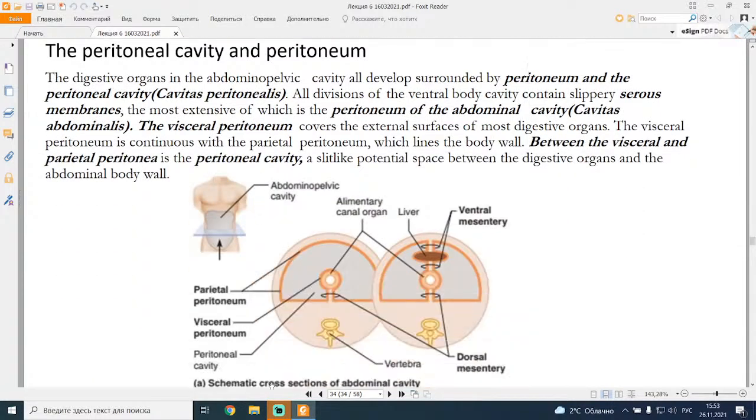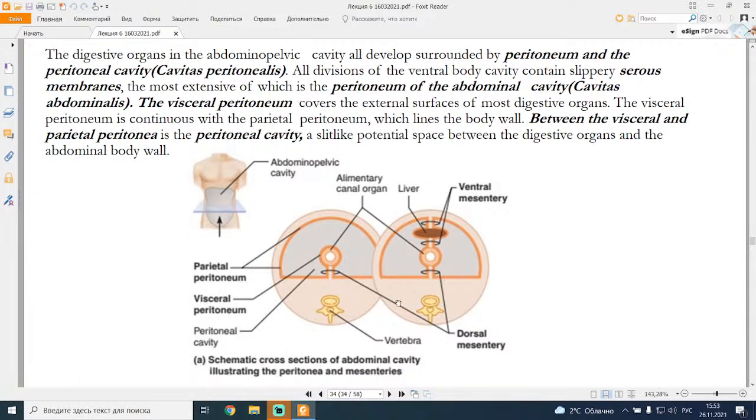Peritoneal cavity. Next question. Peritoneal cavity and peritoneum. The digestive organs and abdominal pelvic cavity all develop surrounded by peritoneum and peritoneal cavity, cavitas peritonealis. All divisions of the ventral body cavity contain slippery serous membrane, the most extensive of which is the peritoneum of the abdominal cavity, cavitas abdominalis.